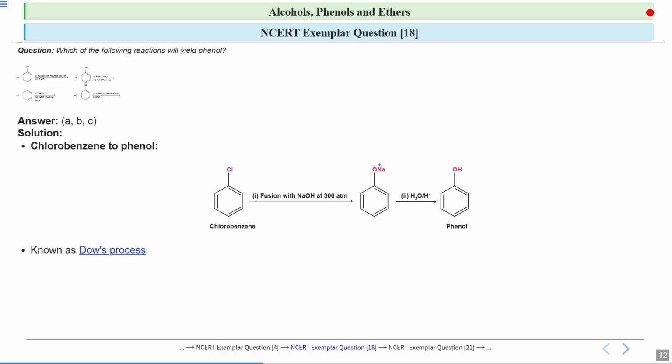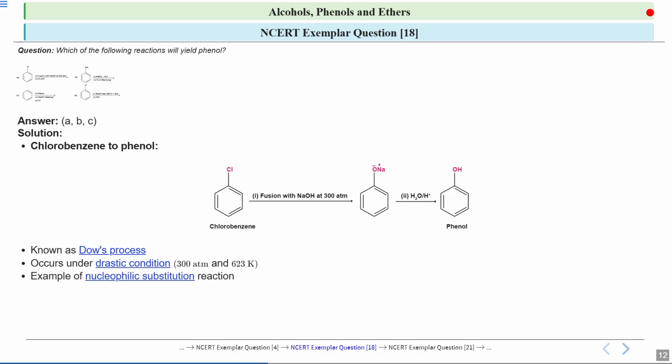So this is famously known as Dow's process. It occurs under drastic conditions, that is 300 atm and 623 Kelvin. These conditions are necessary to facilitate the nucleophilic substitution, as this aromatic ring is quite stable and resistant to reaction under milder conditions. So that is why you need these drastic conditions. Then only your substitution will happen.